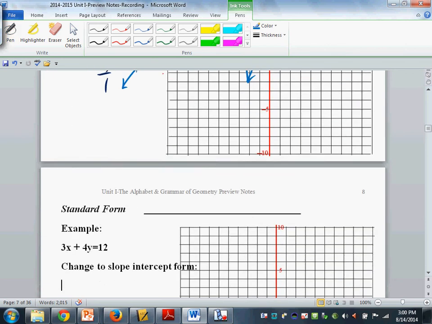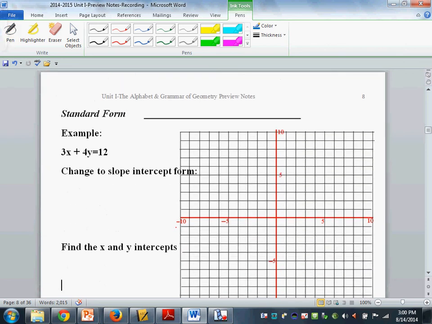Okay, so that's y-intercept form, which you're familiar with. Standard form takes a little bit more effort. Standard form looks like this: ax plus by equals c. It's just going to be something x plus something y equals something. There are 2 ways to do this.